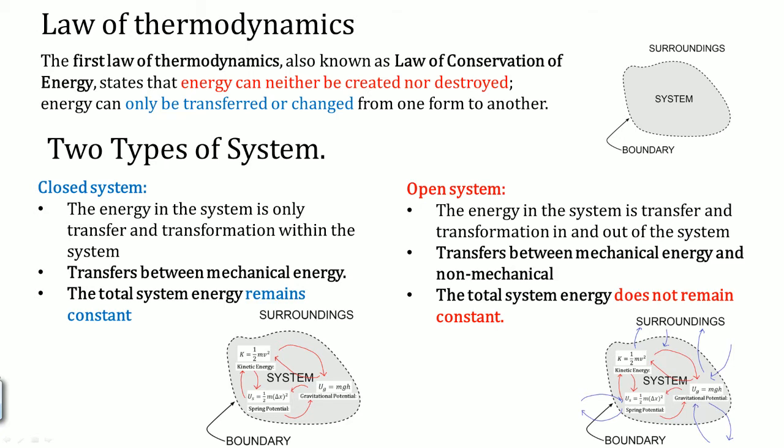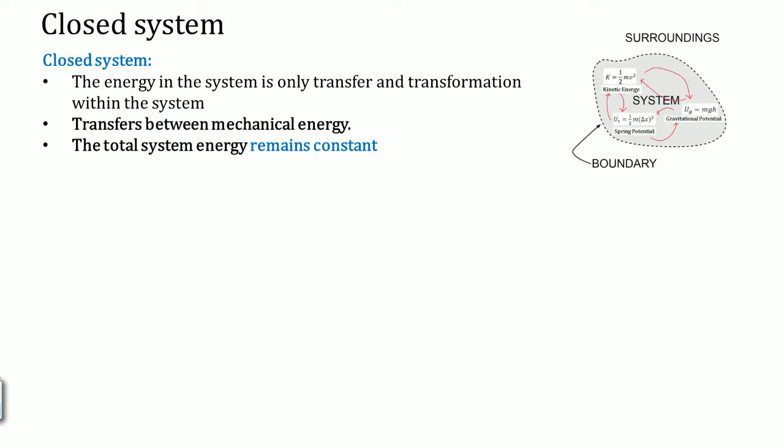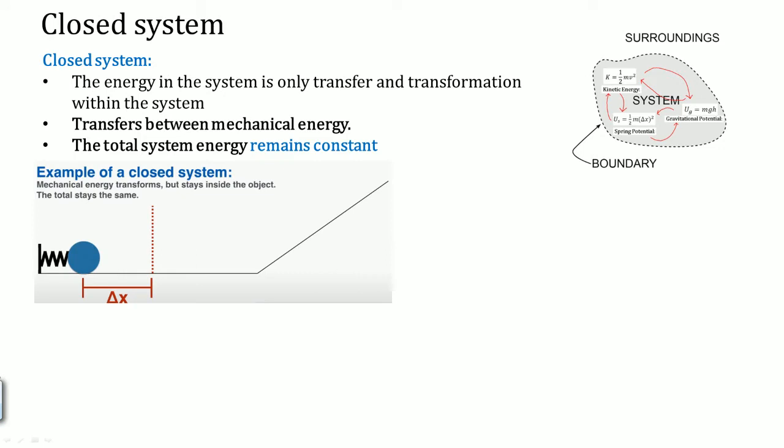Now we're going to take a look at a specific scenario for the closed system. Here you have the definition again for the closed system. The energy in the system is only transferred and transformed within the system. This scenario is when a ball is being compressed by a spring, then released, then it goes up a ramp. There's going to be a transfer between the mechanical energy, and in this entire process, because it is a closed system, the energy remains constant.